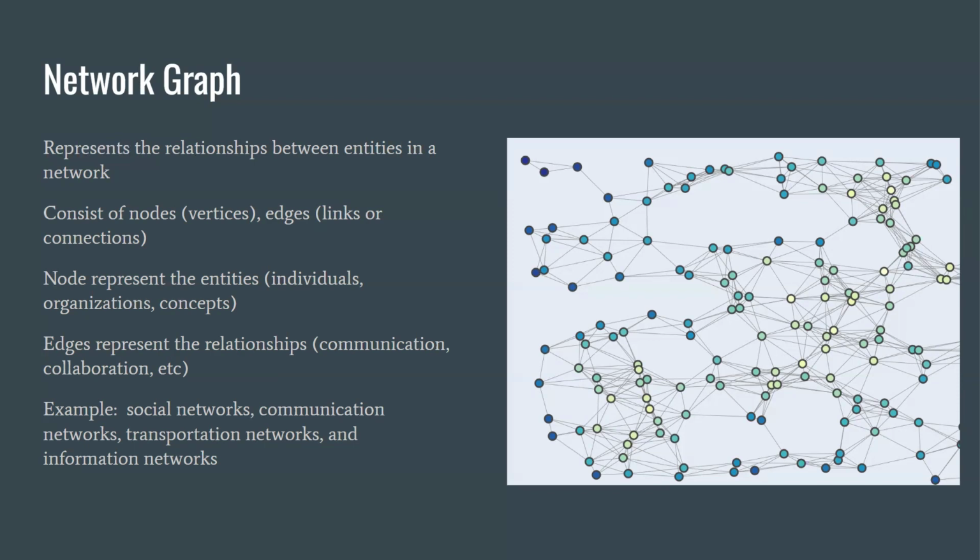So examples of network graph uses are if you want to analyze social networks, especially if you are interested in visualizing connections within social networks where nodes represent individuals and edges represent relationships, such as friendships or communications, you can create a network graph to identify influencers or communities and the flow of information.